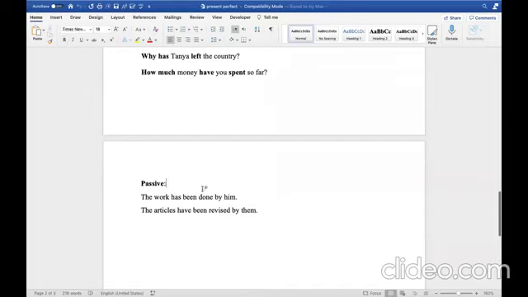For the passive, we use has or have plus been plus past participle. Like, the work has been done by him, or the articles have been revised by them.